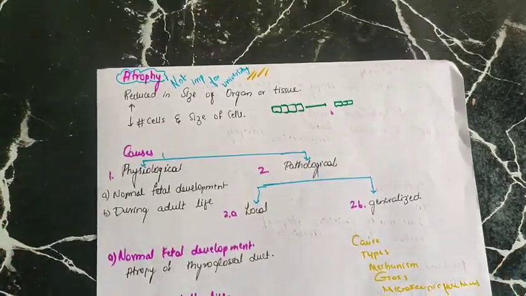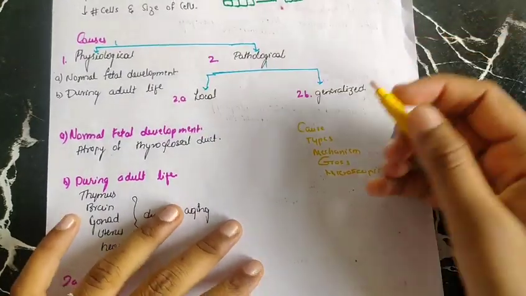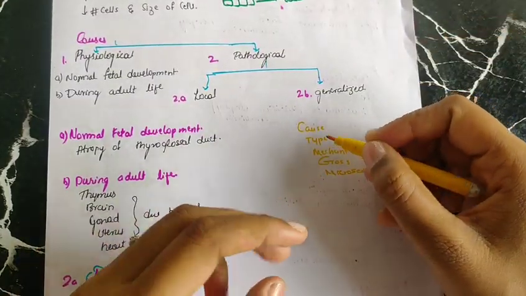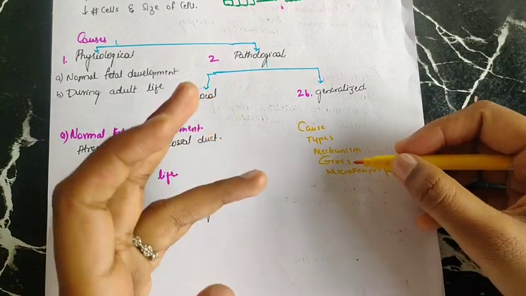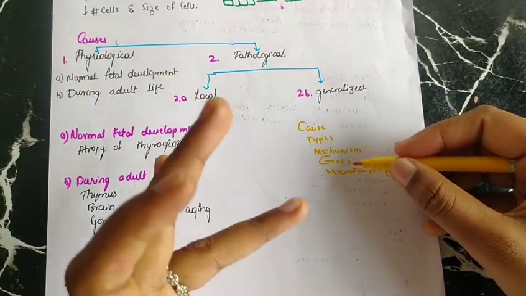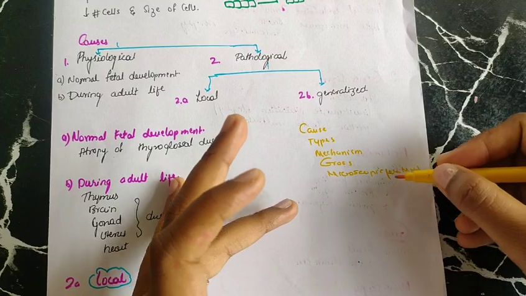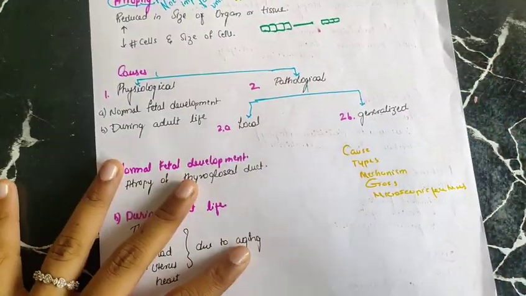In this video, I will be learning about atrophy: the causes of atrophy, the types of atrophy, the mechanism of atrophy, and the gross features of an atrophied organ or tissue and the microscopic features. You will be learning all this in this video.